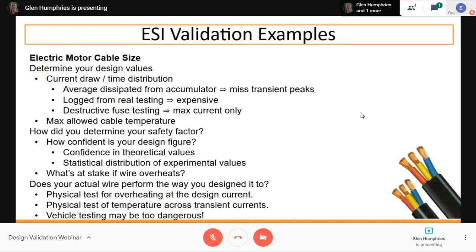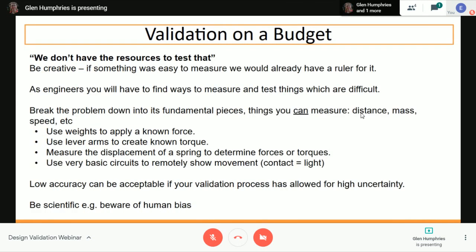Like I said before, hopefully if you've designed it right, field testing is of no use to you because you'd never reach those failure levels. And it can also be extremely dangerous because things can catch fire. Hopefully that should be obvious to everyone. And yeah, okay. It's the end of the examples. And now I've got a couple of slides about teams doing validation on a budget.